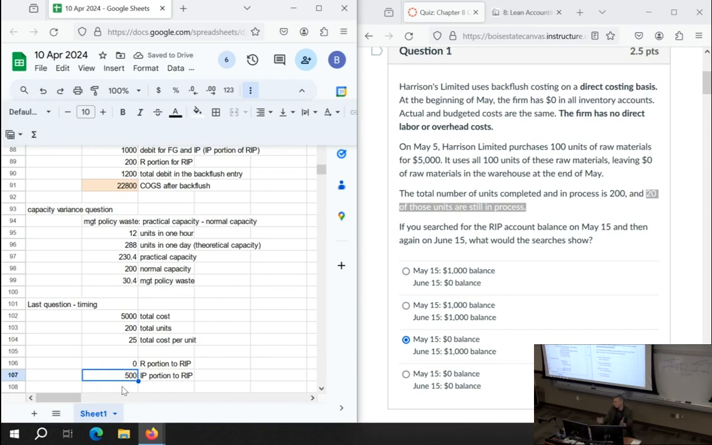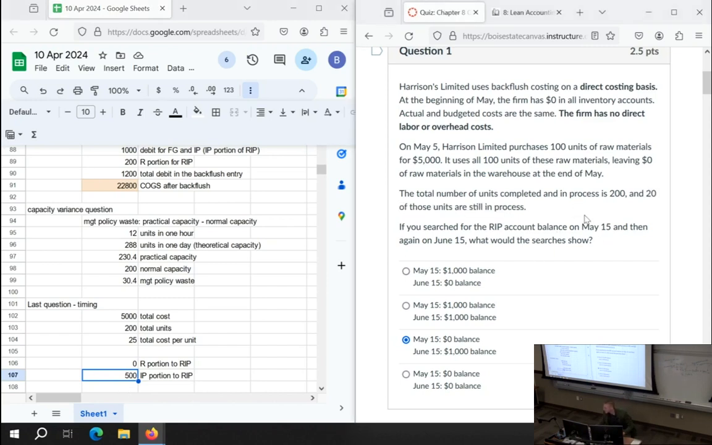The question's messed up. I know what I did. All right, I've got to fix that question. This is the one that it will accept as correct. This is what we get when we figure out how much we're debiting to RIP when we do the calculation based on these numbers. So I'll fix that typo in that question.